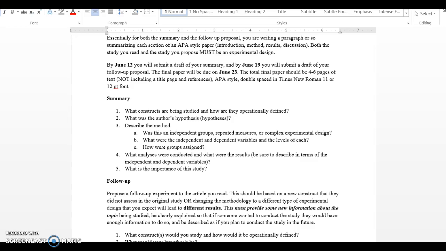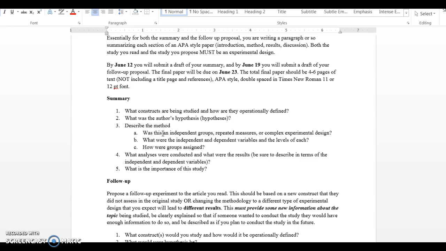Okay, so for next week, what you'll do with this is you'll read your study. The first thing you'll need to do is identify what constructs are being studied and how they're operationally defined. You'll need to identify the author's hypothesis or hypotheses, and then you'll need to describe the methods. Now, this week we're going to cover independent groups design, which is when different people get each level of the independent variable. Some of you have also selected studies that use repeated measures, which is when the same people do multiple levels of the independent variable, or complex designs when there's more than one independent variable.